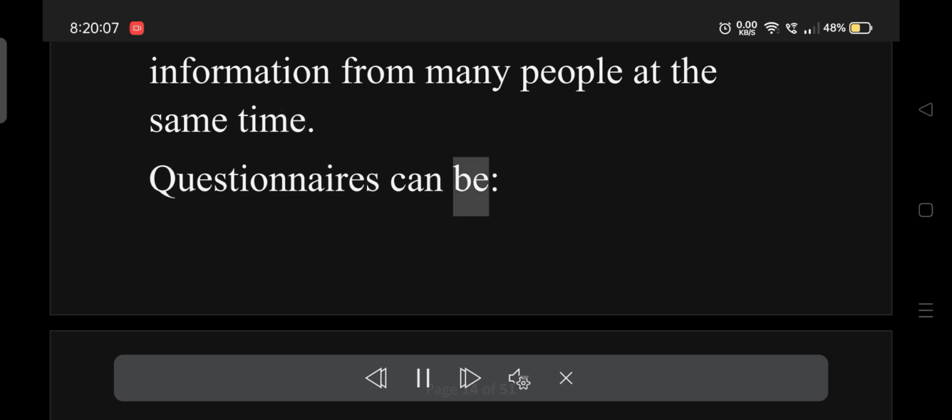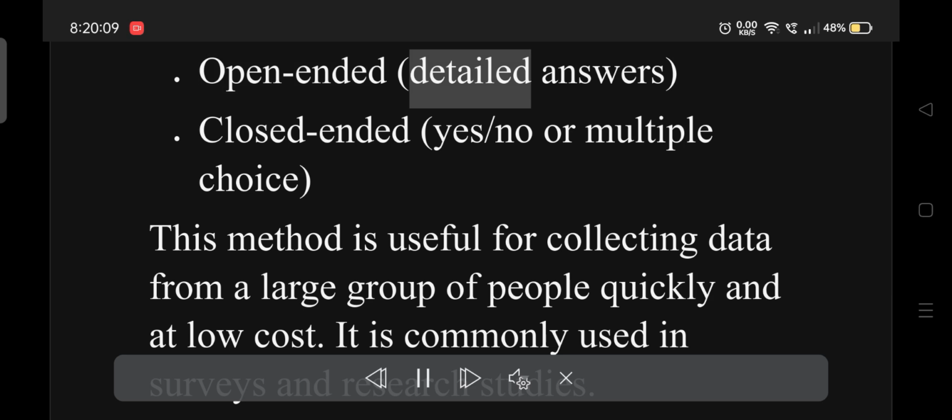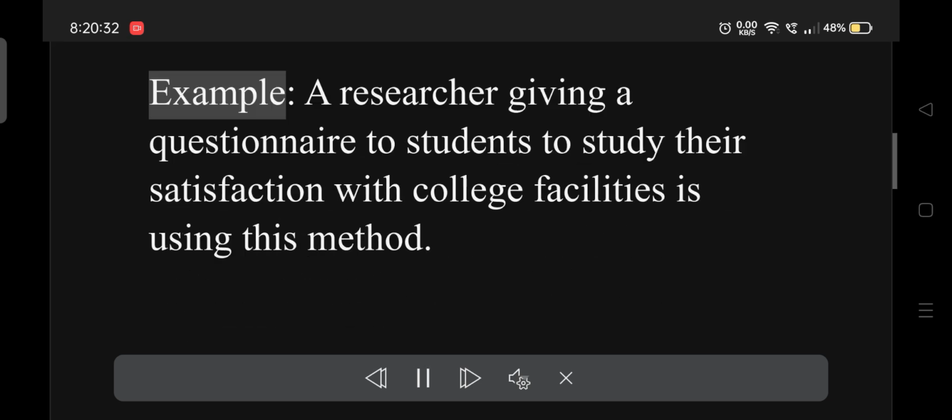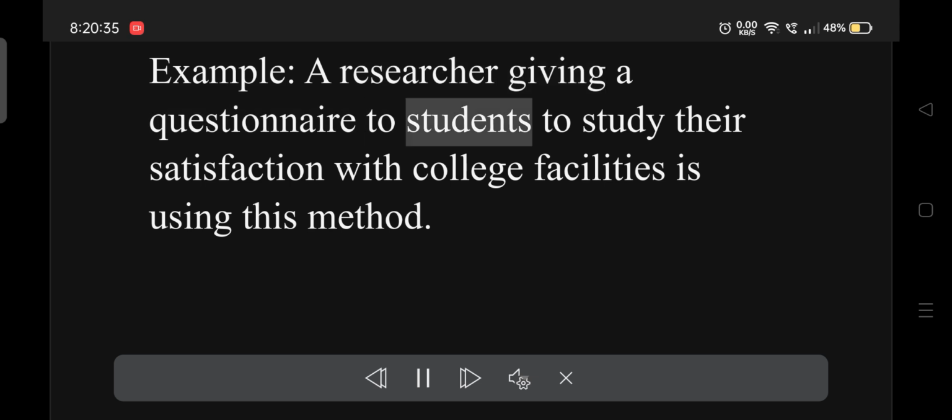Questionnaires can be open-ended, detailed answers; closed-ended, yes/no or multiple choice. This method is useful for collecting data from a large group of people quickly and at low cost. It is commonly used in surveys and research studies. However, the response rate may be low, and some people may not answer the questions properly. Example, a researcher giving a questionnaire to students to study their satisfaction with college facilities is using this method.